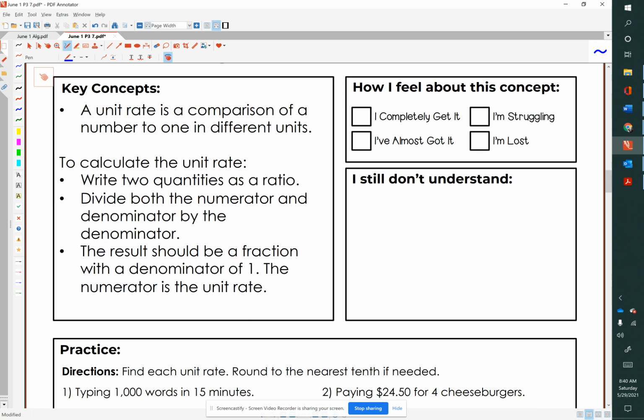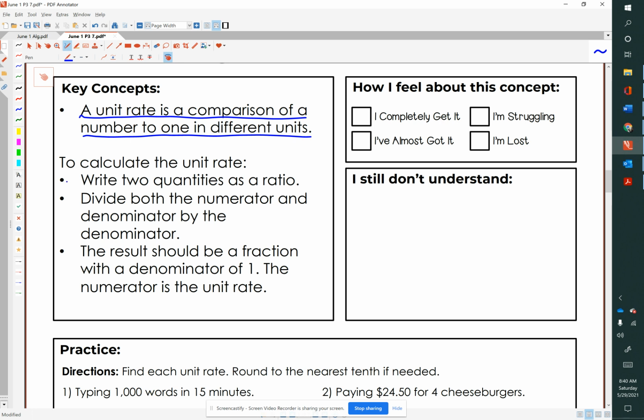So today we're going to start talking about unit rates. A unit rate is a comparison. We're comparing a number to one in different units. So we could have a dozen eggs or we could have one egg.